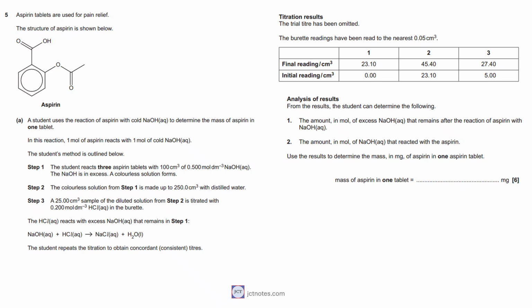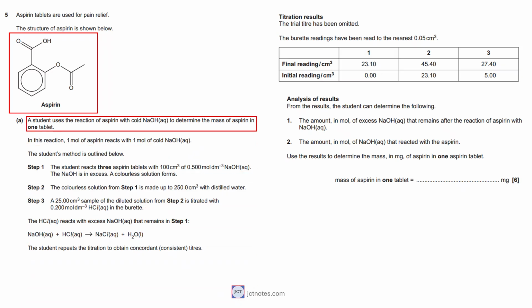Question 5 is about aspirin, and its structure is provided. In Part A, a student uses the reaction between aspirin and cold aqueous sodium hydroxide to determine the mass of aspirin in one tablet. We are told that, under these conditions, 1 mole of aspirin reacts with 1 mole of sodium hydroxide. The student follows the following method.